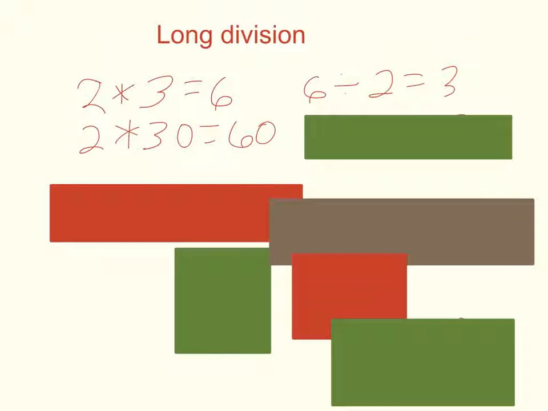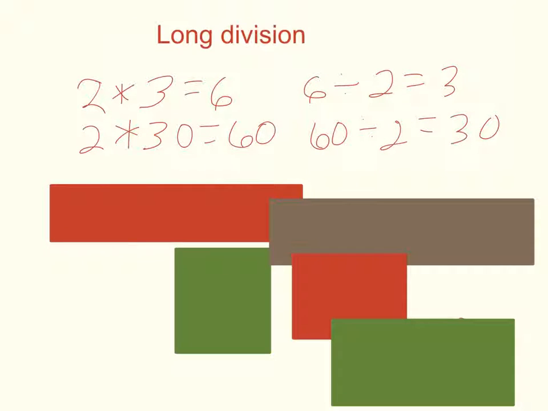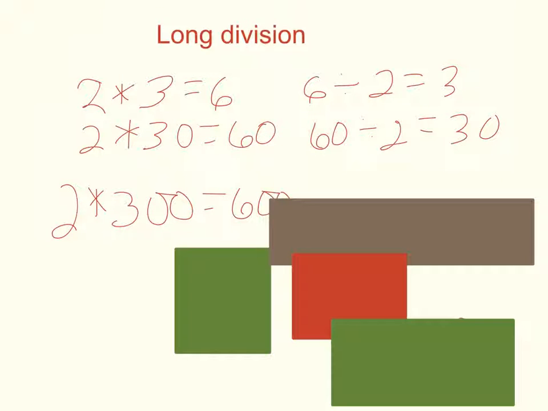So I've got 2 times 30 equals 60. So the 3 got 10 times bigger, so the answer 6 got 10 times bigger. And that means if I go to the division part of it, it would be 60 divided by 2 equals 30. And that's just flipping it back around from multiplication to division. So what if I get a little bigger?